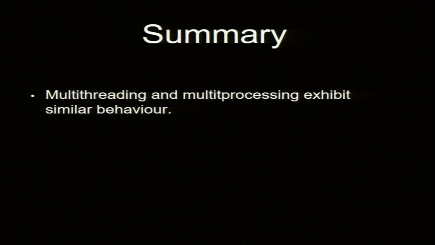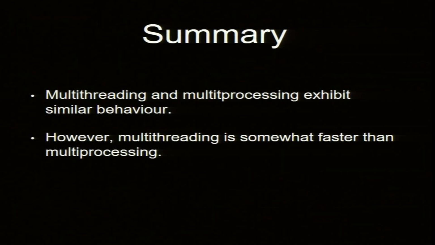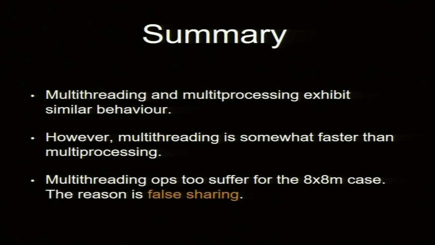Summary. So, multithreading and multiprocessing exhibit similar behavior. Multithreading is a bit better, but the table shows roughly similar behavior efficiency wise. Multithreading is somewhat faster than multiprocessing, and they both suffer from false sharing. So, we just have to be careful when you divide the data.